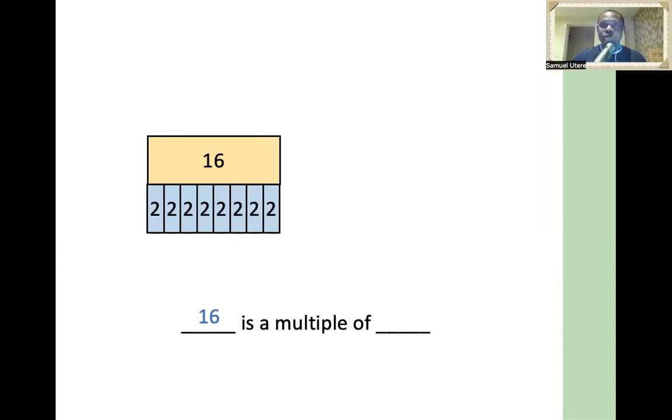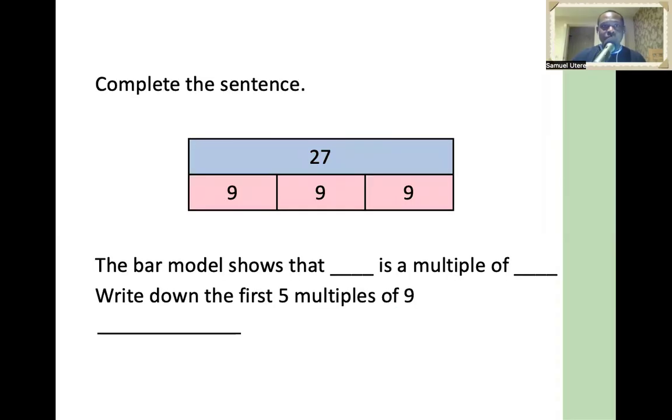Here, 16 is in the 2 times table, so we'll say 16 is a multiple of 2. 16 is in the 1 times table because 1 times 16 is 16, so we say 16 is a multiple of 1. And then 16 is in the 16 times table, so we say 16 is a multiple of 16. All right, so you get the idea, right?